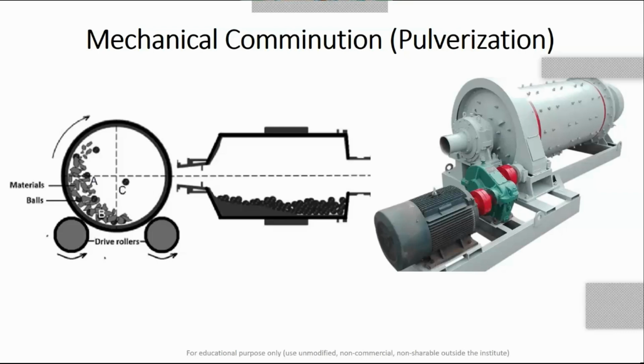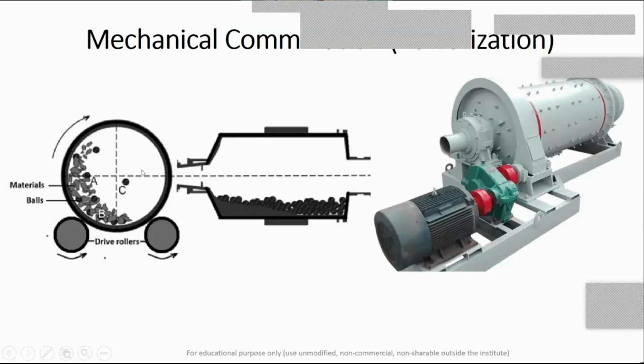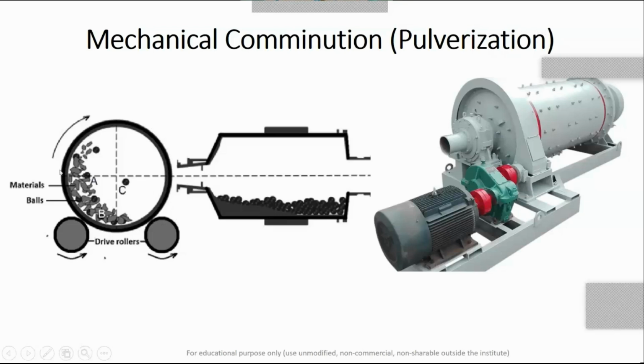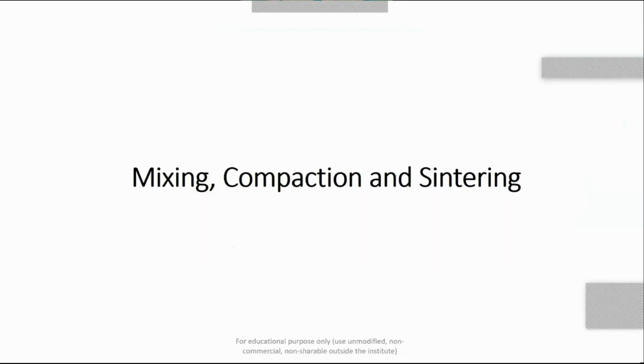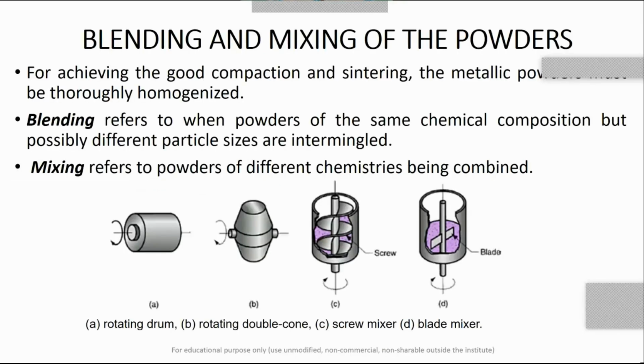Then you fill the rotating cylinder with the help of steel balls. The steel balls will also rotate along with the rotation of this cylinder, and then the steel balls will impact on the surface of the powder particles, and it will cause the breaking of the solid particles due to brittle fracture. So this process is particularly used for those materials which are brittle and less ductile.